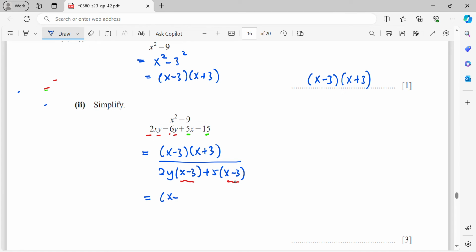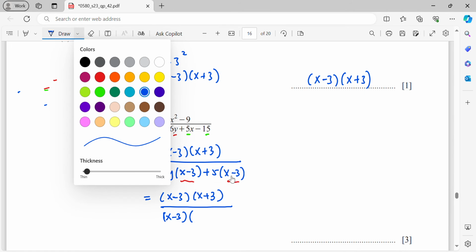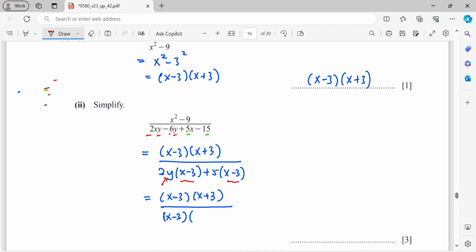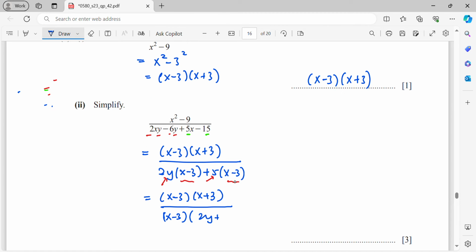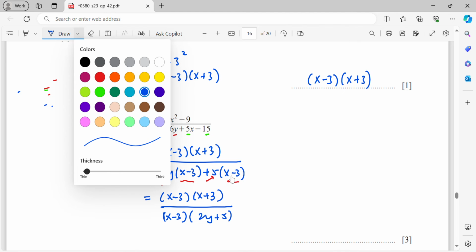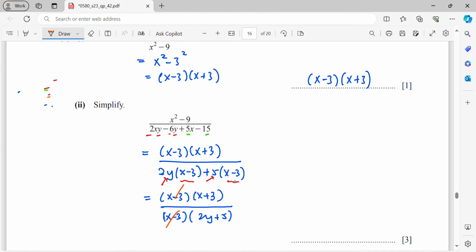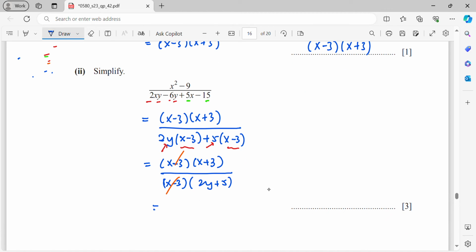So for the numerator, just copy first. Then now, the remaining term will be 2y plus 5. So here I will write 2y plus 5. And now from here, the x minus 3 can be cancelled off. At last, you will be getting x plus 3 over 2y plus 5. So that's your solution.